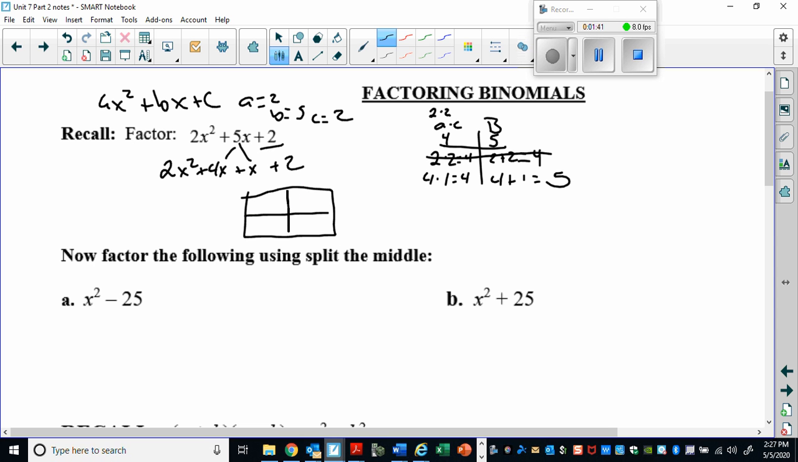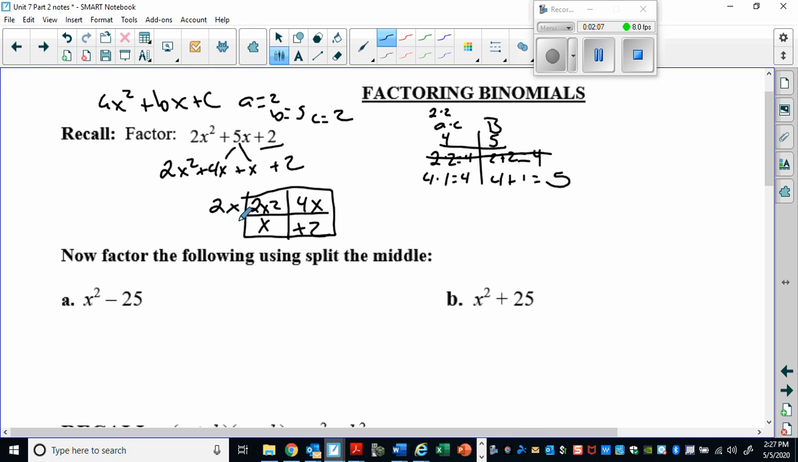All right, so inside of our box, the first term always goes first, so we're going to have 2x squared plus 4x plus x plus 2. Now we factor from left to right and top to bottom. So left to right, we're looking for numbers and variables when appropriate. So left to right first, we do have a 2 and a 4, so we're going to bring out a 2. And we also have an x squared and x, so we'll bring out an x.